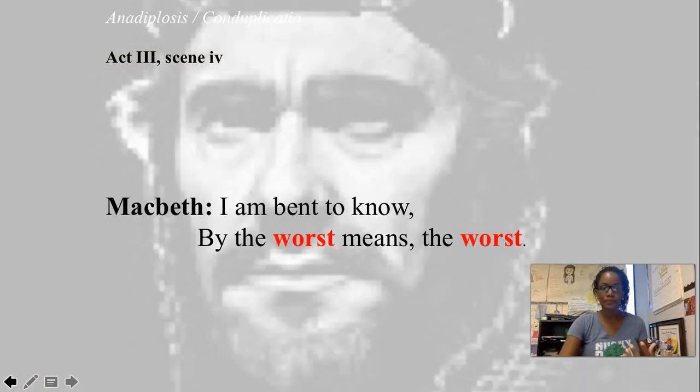You can think about what rhetorical effects this has on your understanding of the text. We're going to look at another one, which is Macbeth, and he says, in Act 3, Scene 4, "I am bent to know by the worst means the worst." And so, again, we see the word worst, and I would say it's towards the end, or you could even say it's toward the beginning, and then we see it again towards the beginning of the next phrase or clause, the worst.